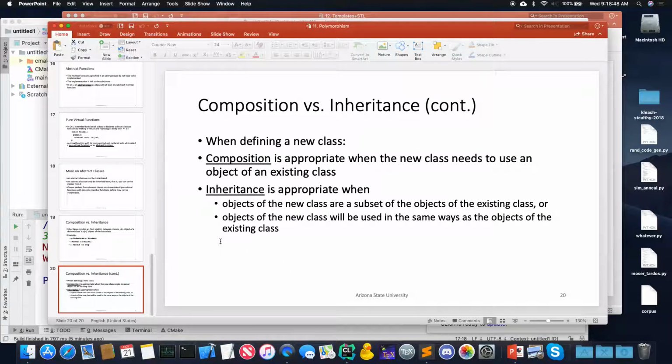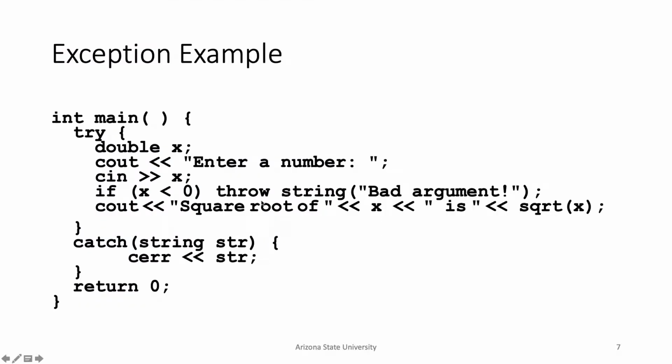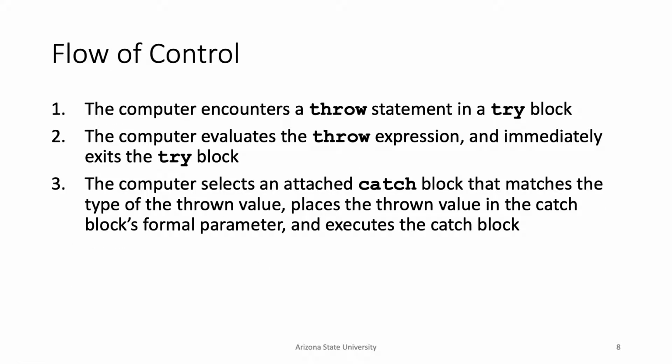Okay, so we're done with those slides. Here's just an example of this. So if we want to do a square root example, if you have a number that's less than 0, then the square root of that number is not defined over the real numbers. So it's not a real number anymore. So then we can throw a string and then catch the string. It's essentially exactly the same example we had before.